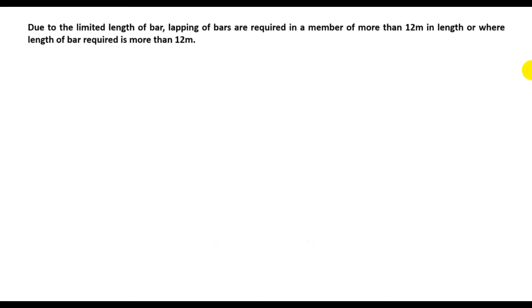First of all, due to the limited length of bar, lapping of bar is required in a member of more than 12 meter in length, or where the length of bar required is more than 12 meter. When you buy bar from the market, you'll find it in limited length. Suppose we are casting a 100 feet or 30 meter long building. How will we use that bar for the next span? Then we have to use lapping. I mean, we have to connect the two bars.